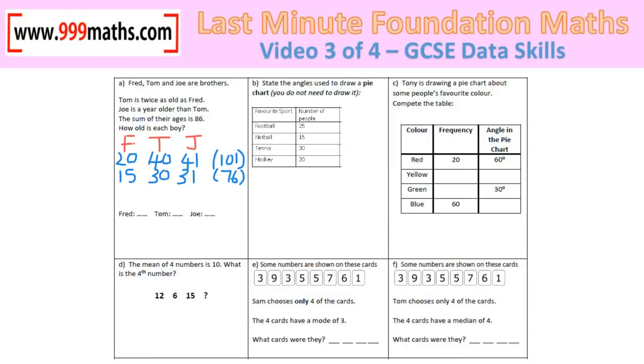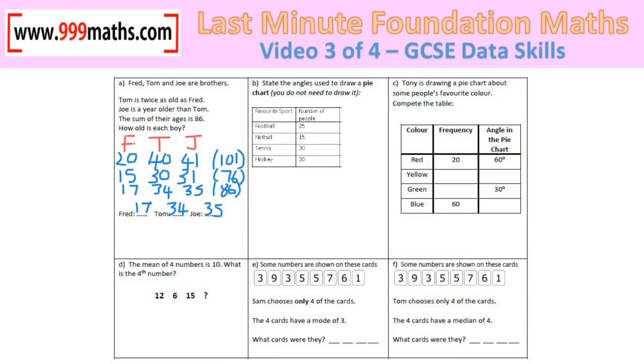This time I'll go, say, perhaps 17. Tom is twice as old. Joe is a year older. This time, the ages add up correctly to 86, so I know I've got it right. I can put the answers on the line. Fred is 17, Tom is 34, Joe is 35.